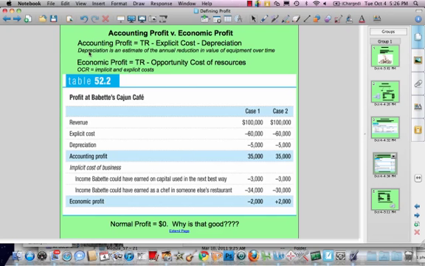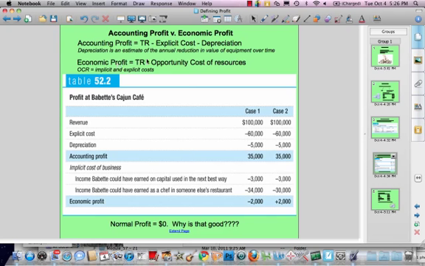Here's an example really quickly. If you buy a $100,000 piece of equipment and it's good for 10 years before it has to be replaced, accountants think about that in a profit equation as being a $10,000 expense over the course of 10 years. Again, a $100,000 piece of machinery that lasts 10 years is going to have a $10,000 annual depreciation.